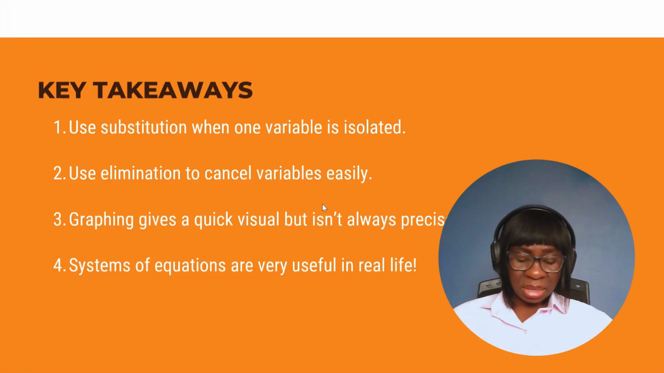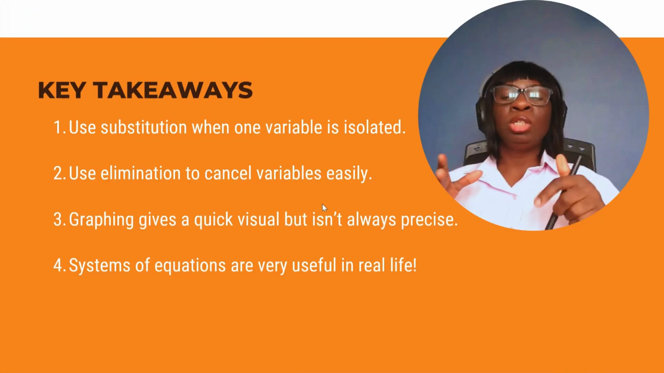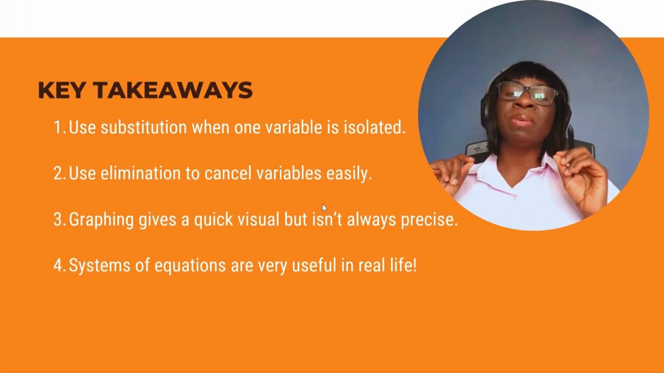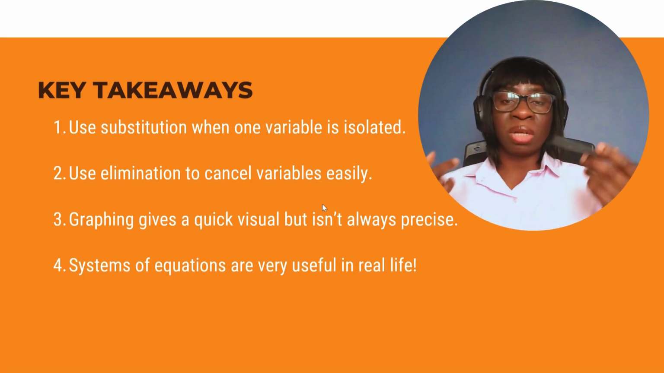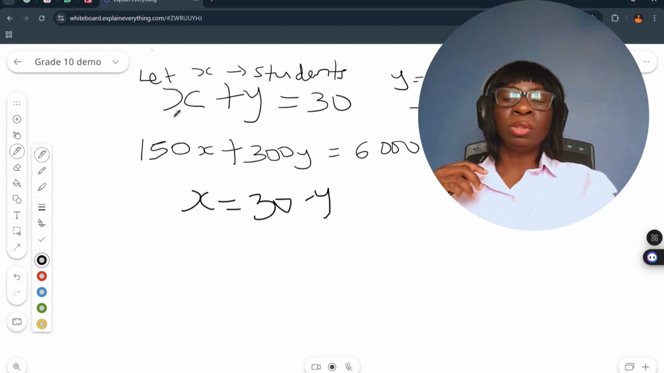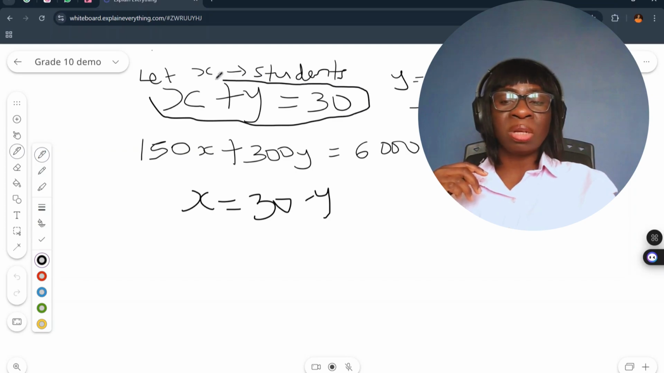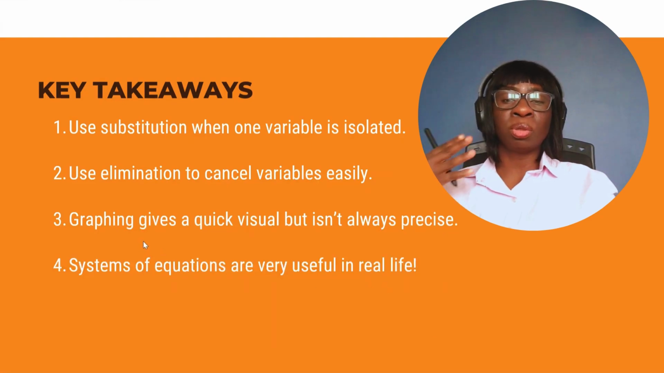And here are the key takeaways from this class. You use substitution when one variable is isolated. Even when a variable is not isolated, you can isolate it yourself. For example, in the one that we did now, the variable was not isolated, but we isolated it ourselves, because some questions will not be isolated and you will have to isolate it yourself if you want to use the substitution method.